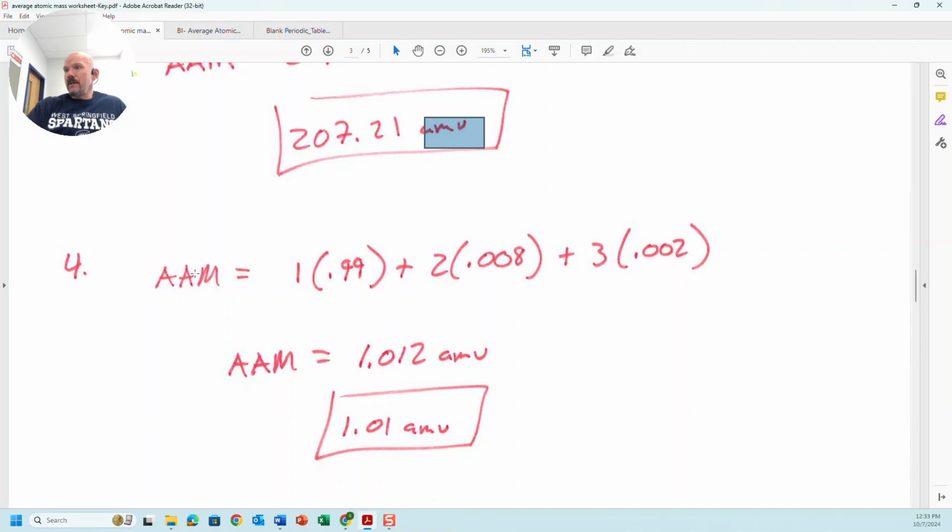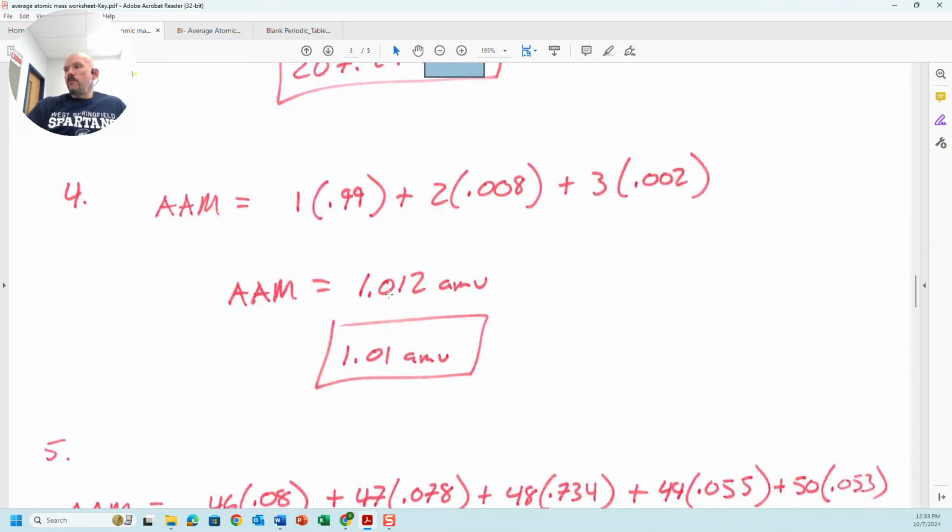So there's my setup. The average atomic mass equals 1 times 0.99 plus 2 times 0.008 plus 3 times 0.002. We do the math and we get 1.012 AMUs. Again, most periodic tables will have it written like that. And that's what we got.